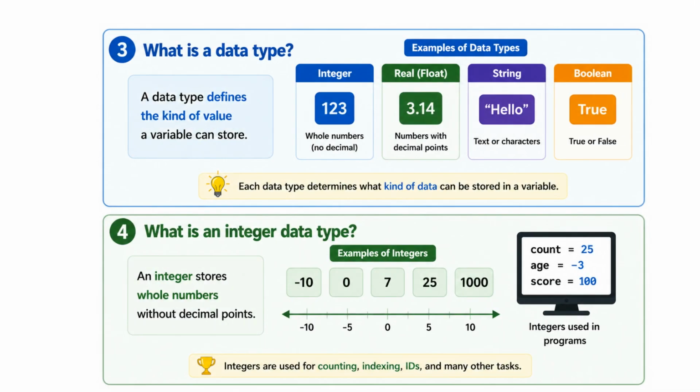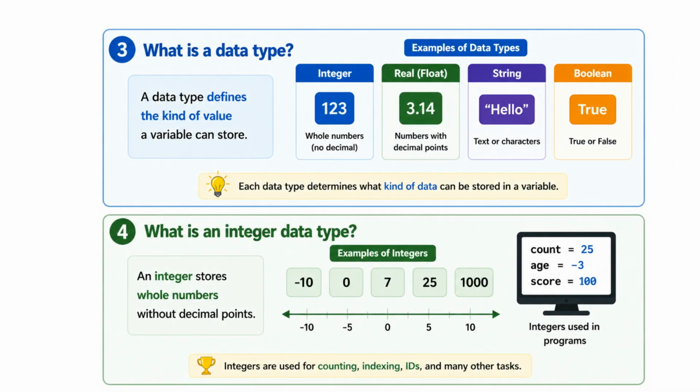The third type is string. Strings store text and characters, such as the word hello. The fourth type is Boolean. A Boolean stores only two values, true or false. Each data type helps the computer understand what kind of data is being stored and how it should be used.